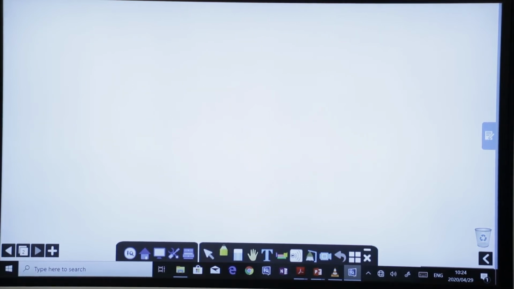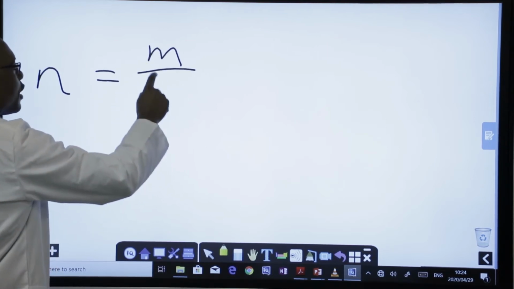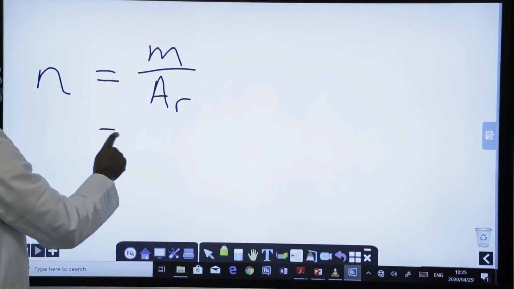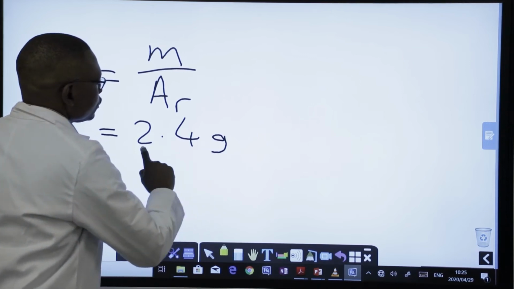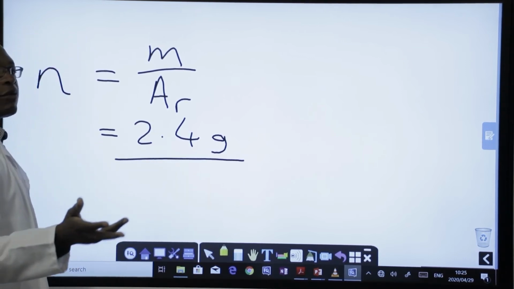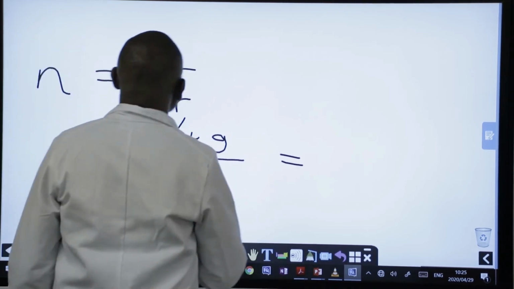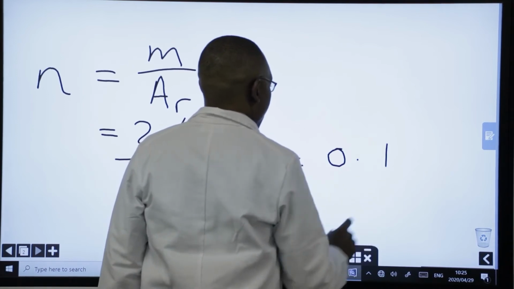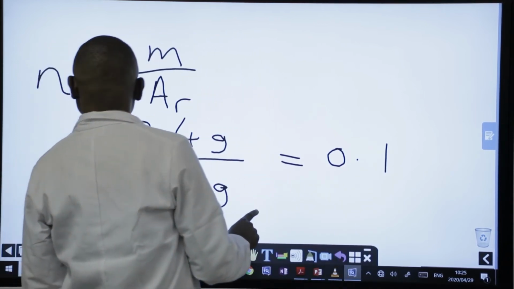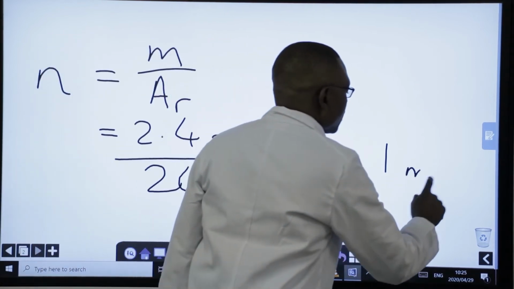When we have this mass, the number of moles of magnesium, n, is equal to mass over relative atomic mass, which is equal to 2.4 grams over the relative atomic mass of magnesium, which is 24. So the number of moles is equal to 0.1 mole. 2.4 divided by 24 is 0.1 moles.